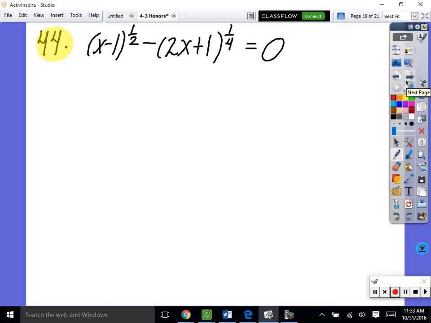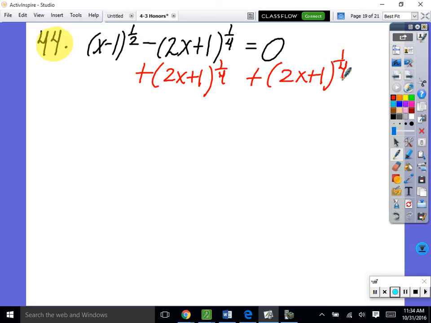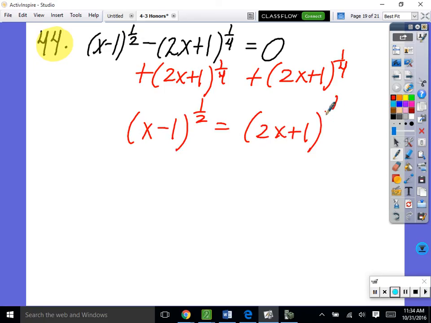Okay, this one is a tricky one. Let's see, what would you suppose? If you're wrong, it doesn't matter. This is why we're doing this. What do you think we should do? Yes, good. Yes, Keelan has the right idea. Let's get this over to one side of the equation. Isolate the radical. So let's add 2x plus 1 raised to the 1/4 to both sides. So we have x minus 1 raised to the 1/2 equals 2x plus 1 to the 1/4.